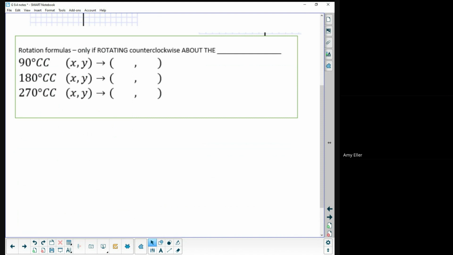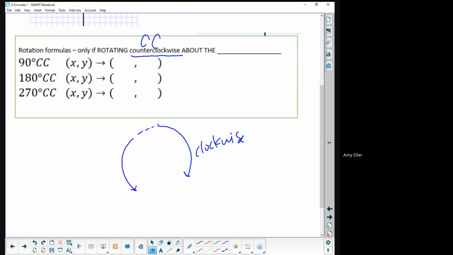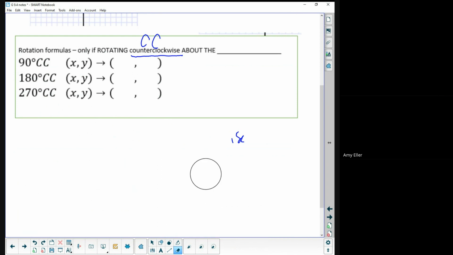So, rotation formulas. These will only work if you're rotating counterclockwise. If you ever see a CC, that means counterclockwise. The clock moves this way, so counterclockwise is rotating the other way. These formulas only work if we're rotating counterclockwise about the origin. That's why the origin never moved, because that's what we're spinning around.